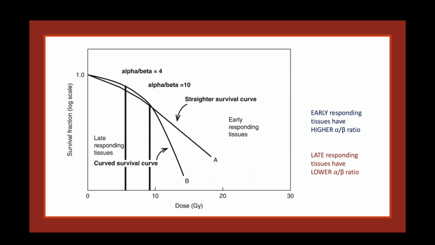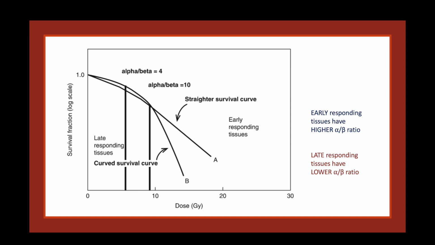So when the alpha-beta ratio is higher, we say that these cells are less sensitive to the fractionation. And these tissues that have a high alpha beta ratio are also called early responding tissues. They're not as sensitive to the fractionation, but they're just sensitive to radiation overall, and they're early responding tissues. So with an alpha beta of 10, that alpha linear component predominates, so these curves look straighter as well.